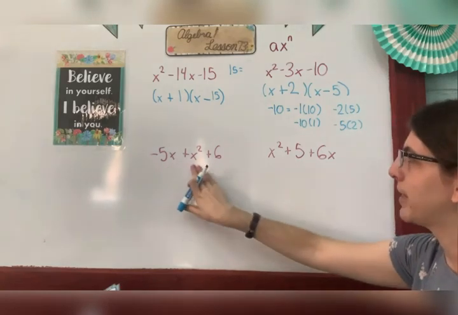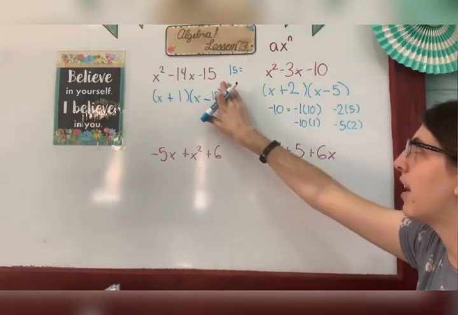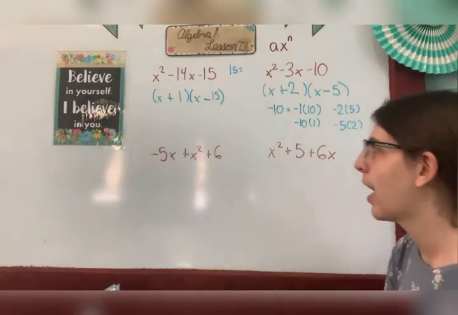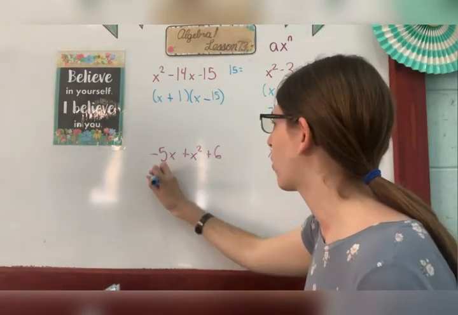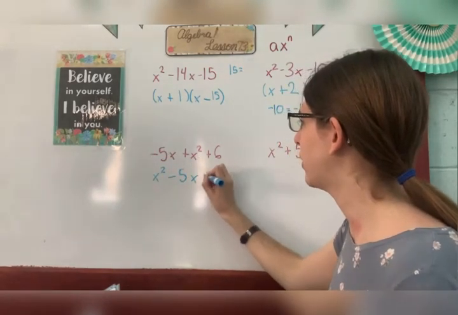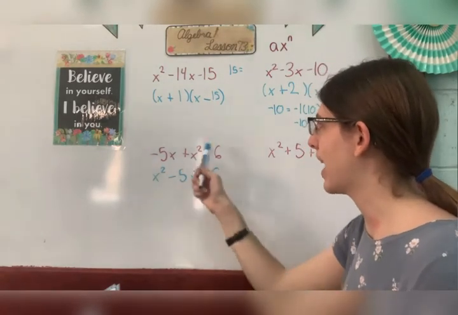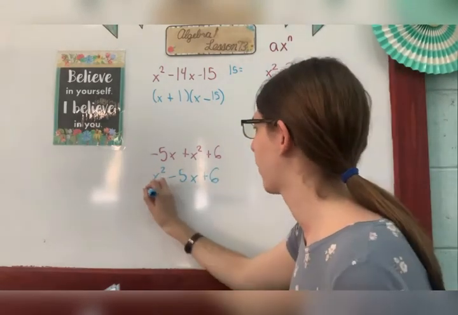Negative 5x plus x squared plus 6. Notice here I have all of the elements of these quadratic equations, but I have it in the wrong order. So I'm just going to reorder it into the format I'm used to looking at before I start. Putting my x squared in front, then my x, then my whole number.